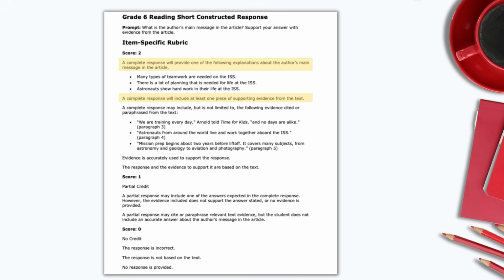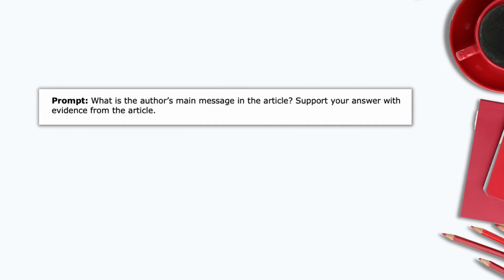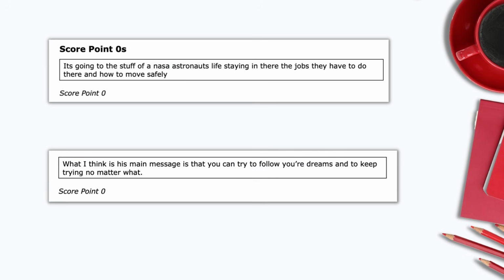The prompt I'm looking at today is based on an article about astronauts living and working in space. The question is, what is the author's main message in the article? Support your answer with evidence from the article. So here are a couple examples of what a 0 answer might look like.